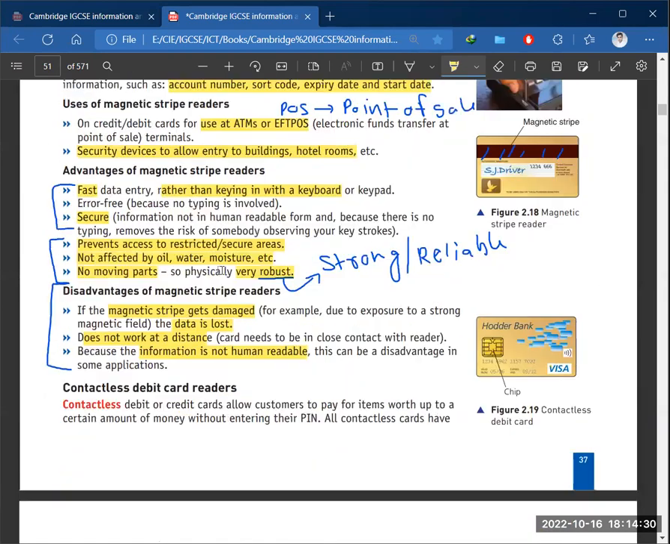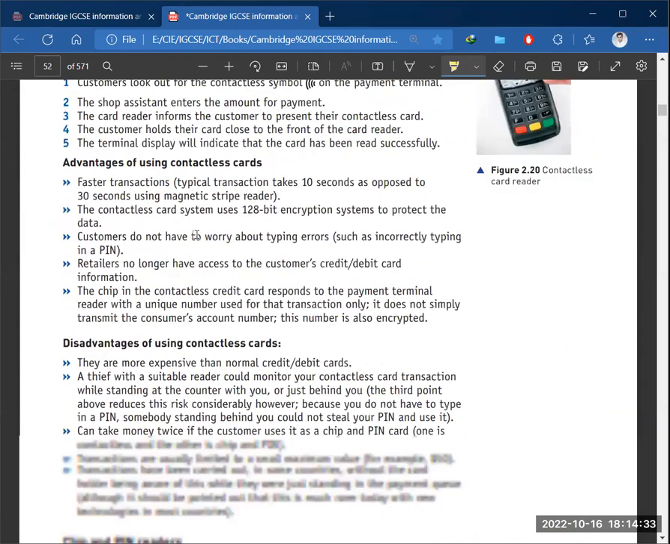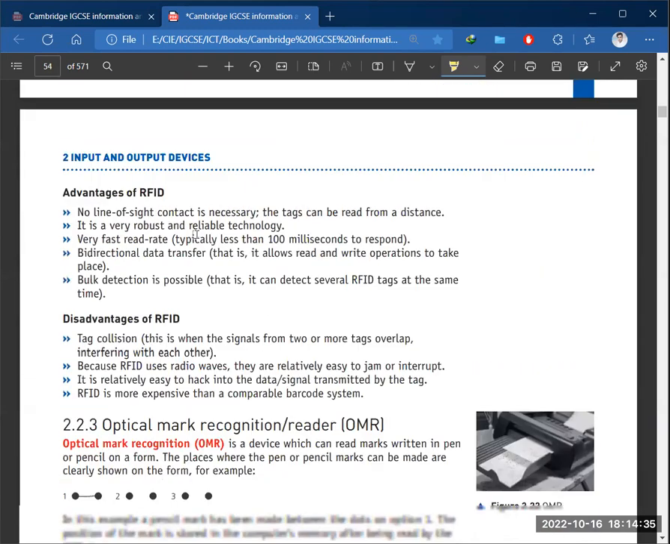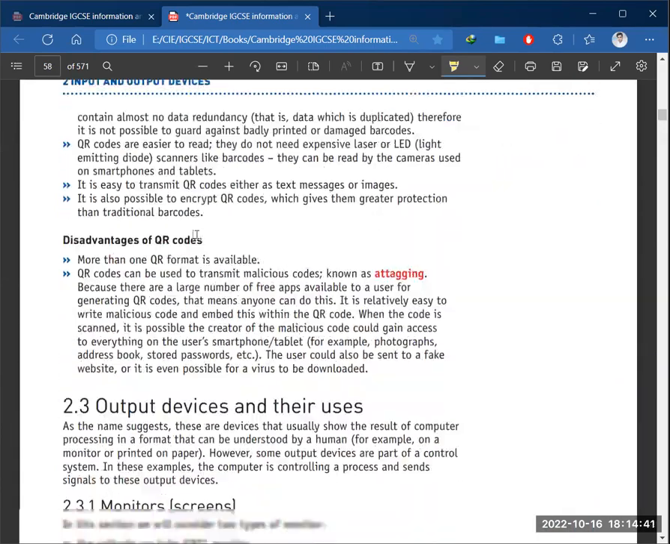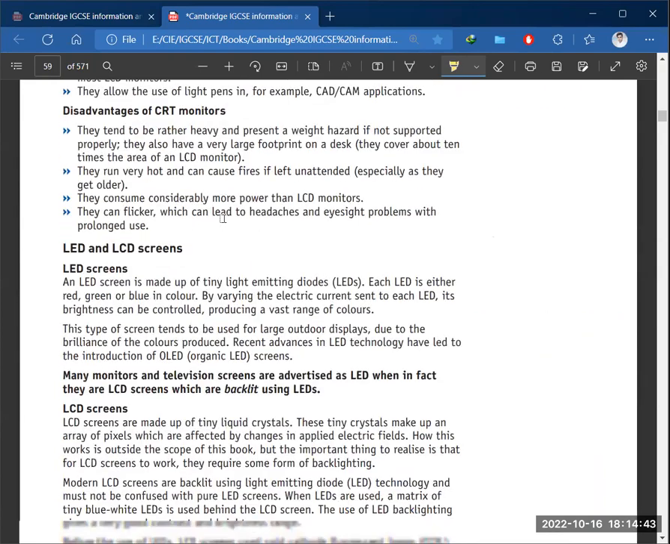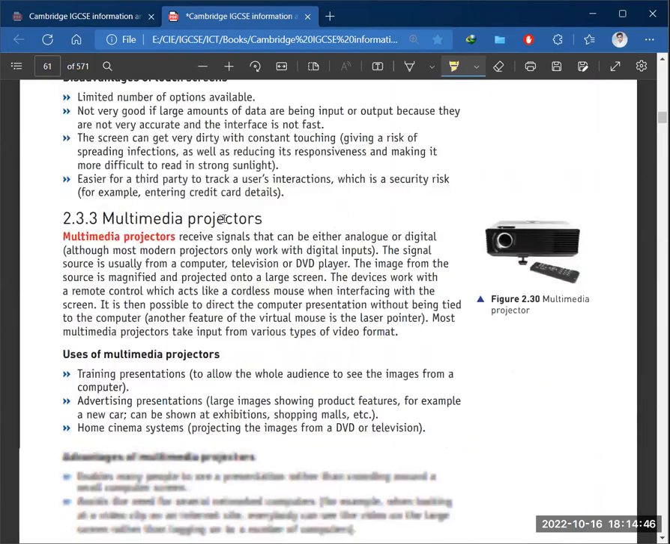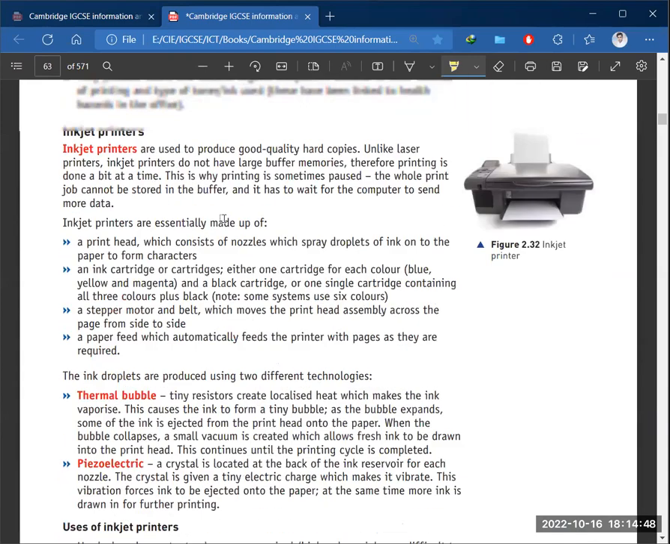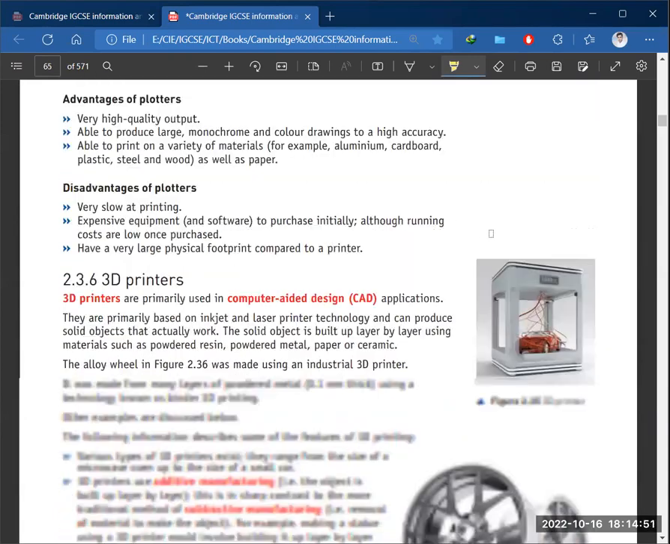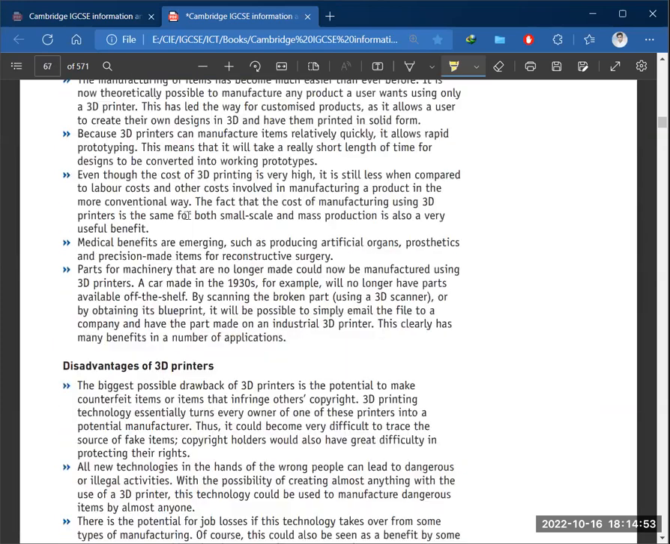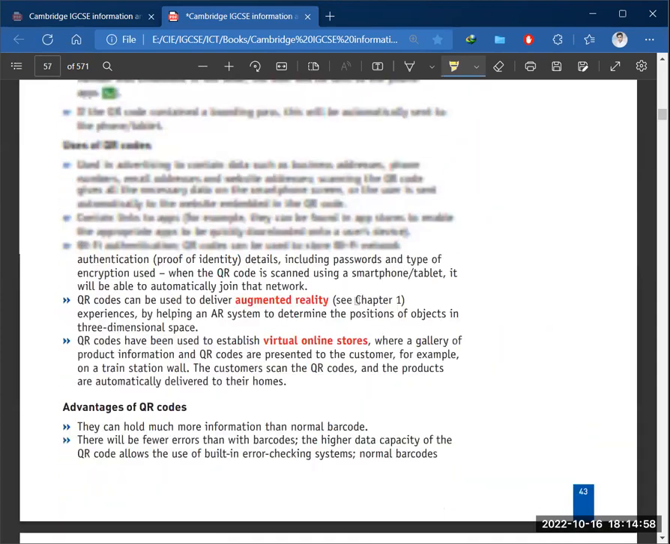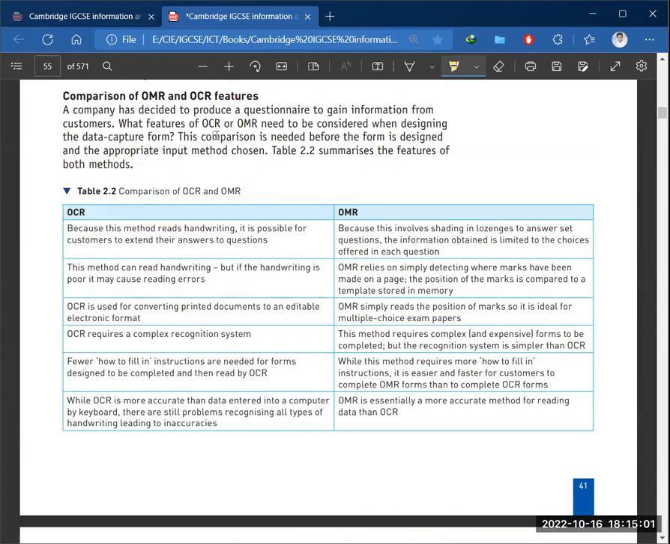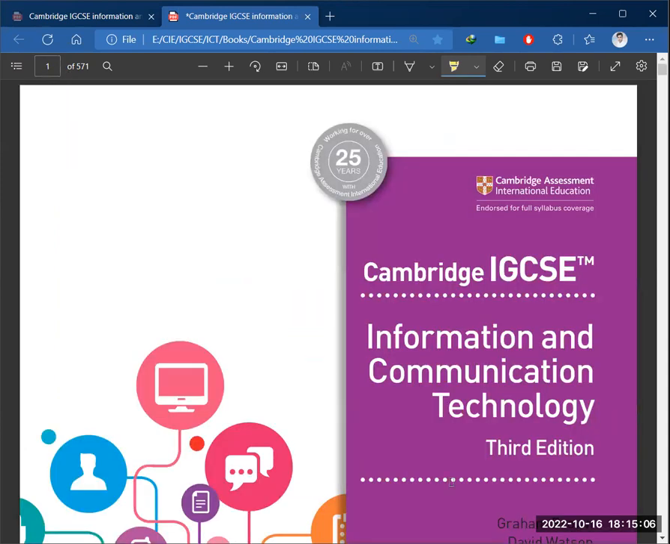Now I'll just show you what else is remaining in this chapter. You have contactless card, chip and pin reader, RFID, OMR, OCR, barcode. Then you have QR code. Then output devices: monitor, LED, LCD, touchscreen, laser printer. You'll also have a 3D printer and speaker, and that's it. Now all of this you have to hopefully finish in the next class. That's all for now.